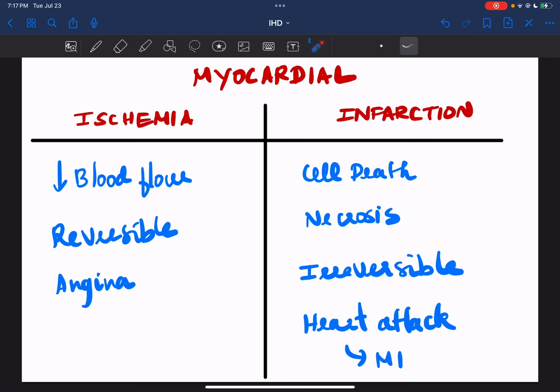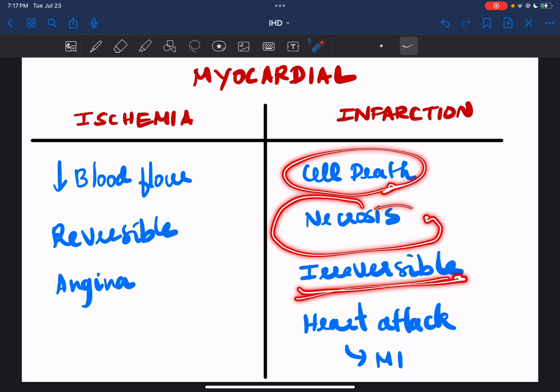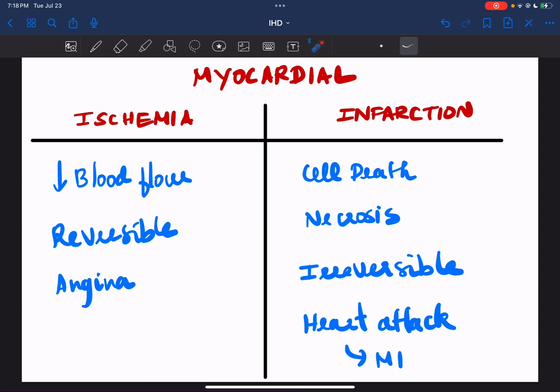When ischemia is prolonged and not able to be reversed, that can lead to cell death because of necrosis, right? And that becomes irreversible. When cells die in important organs, that is irreversible. So this is infarction. And usually when ischemia becomes infarction, you have the case of heart attack, which is also called myocardial infarction. So you don't have to confuse between understanding what is heart attack and myocardial infarction. They both are the same.